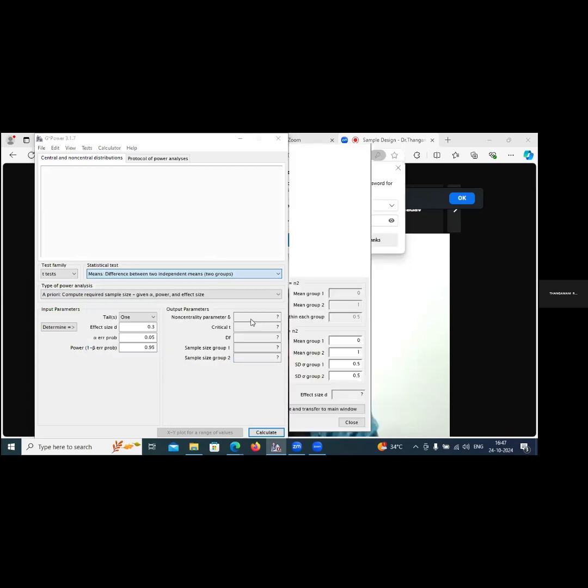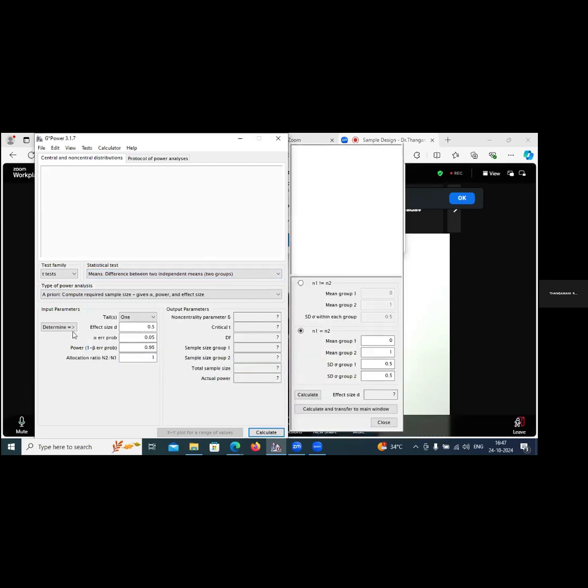If you see here, there are tails. You know single tail, but always you have to keep two tails. Two tails means either our treatment can give a better effect, or it can give no effect, this side or that side. So you have to keep two tails. In the next row, effect size d is there. I already explained effect size. It is the mean difference divided by the pooled standard deviation. I will explain that.